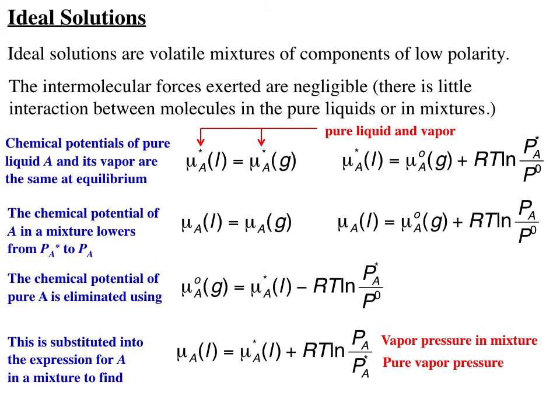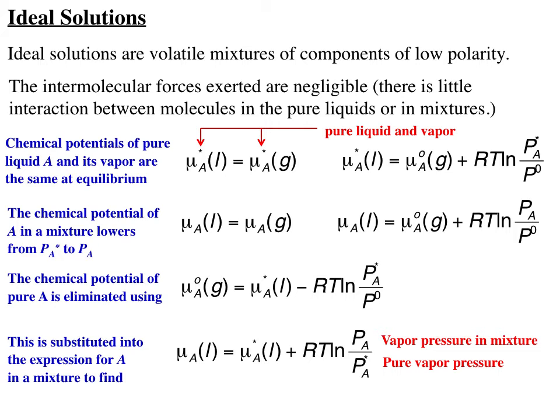Let's look at how we can use some cleverness, a little trick, and not only monitor the chemical potential of the behavior of vapors or gases, let's look at how we can monitor chemical potential in a liquid sample. And in particular, we'll begin with what we call ideal solutions. Ideal solutions are volatile mixtures of components that are low polarity. So they're things like benzene, hexanol, hexane, which are highly volatile liquids, but they're non-polar liquids as well.